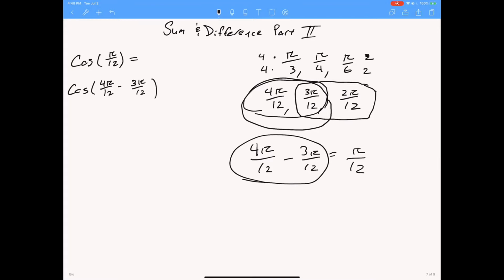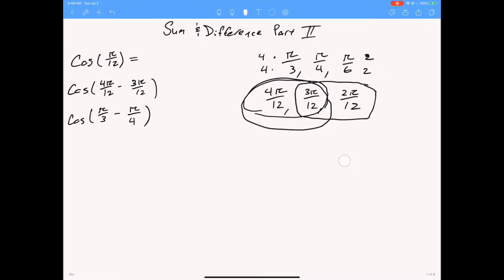And at this point, we can actually simplify our fractions here. 4 pi over 12 is pi over 3, and 3 pi over 12 is pi over 4. Now, all we have to do is apply our difference identity for cosine. So we have cosine of pi over 3 times cosine of pi over 4 plus sine of pi over 3 times sine of pi over 4.